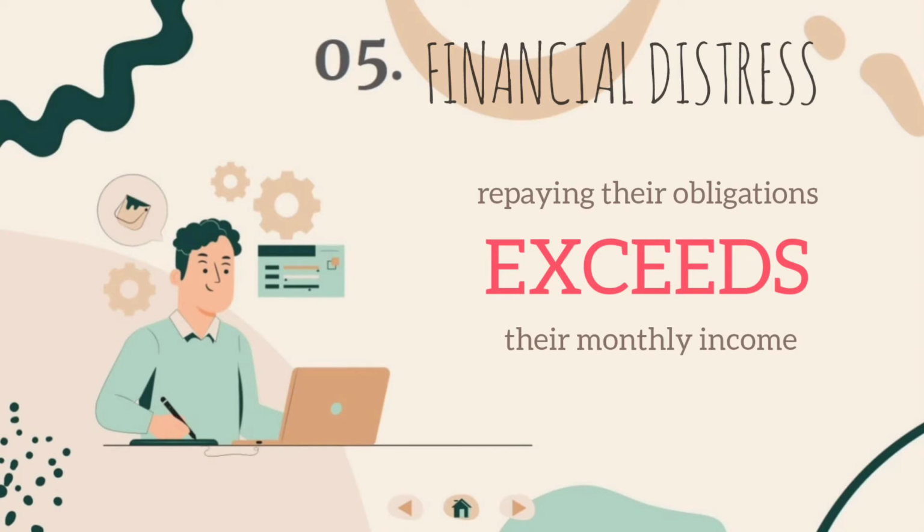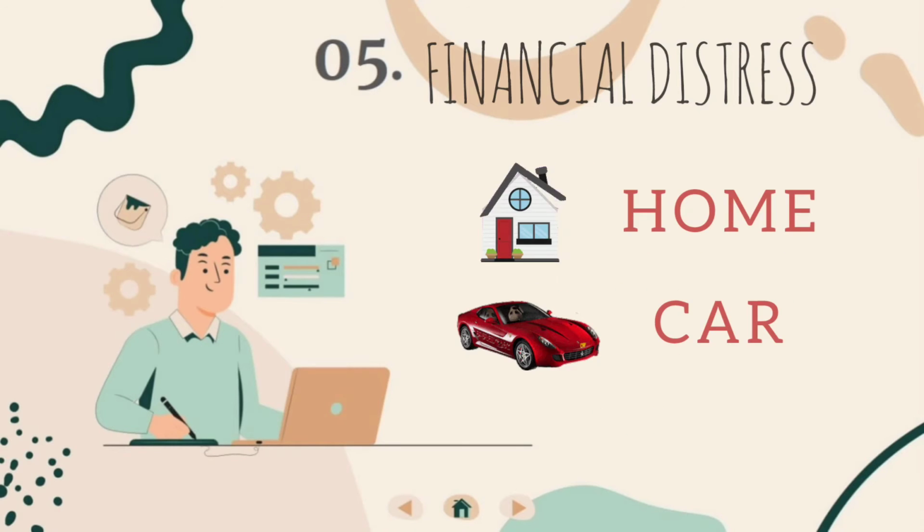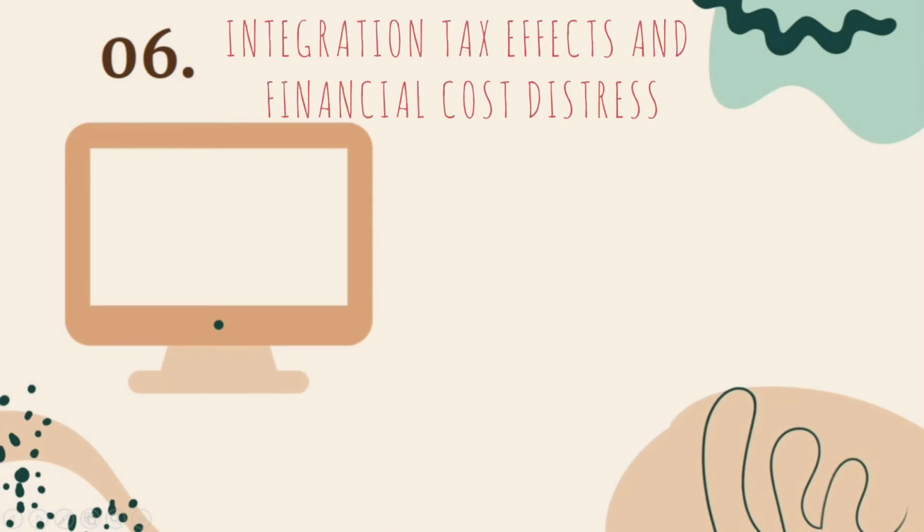Individuals may have financial difficulties as a result of bad budgeting, excessive spending, high debt levels, lawsuit, or job loss. So, they may be forced to give up assets secured by the obligation such as their home and car. So, next is integration of tax effects and financial distress cost.